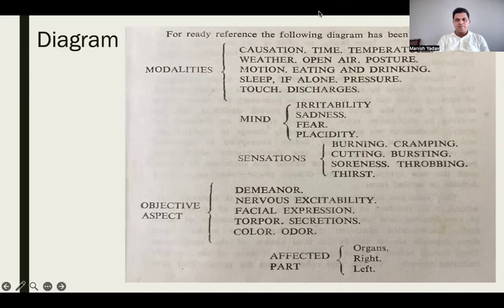Time, temperature. Modality. So first is modality. In that, causation and other aggravating and ameliorating factors. Second is mind, then our sensation, subjective symptoms, objective symptoms, and then parts affected. Will you get all of that in one case? If you get, probably very good. But many times something is prominent, some other things are not. So whatever is best out of these 5 you can get, take that short symptom and go ahead with that.